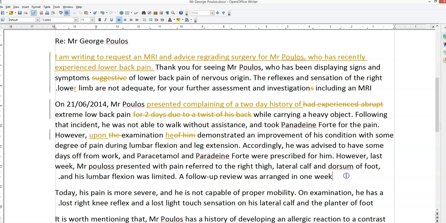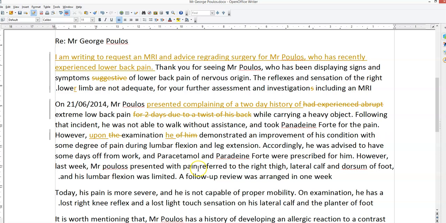Right. Well, improvement. So, how can he demonstrate an improvement of his condition? Because this is the first time he's come to see you. There's no point in including that because it's confusing to the reader. How can he demonstrate an improvement of his condition when you haven't examined him yet? So how do you know what his condition is before the examination? So how can it have improved?